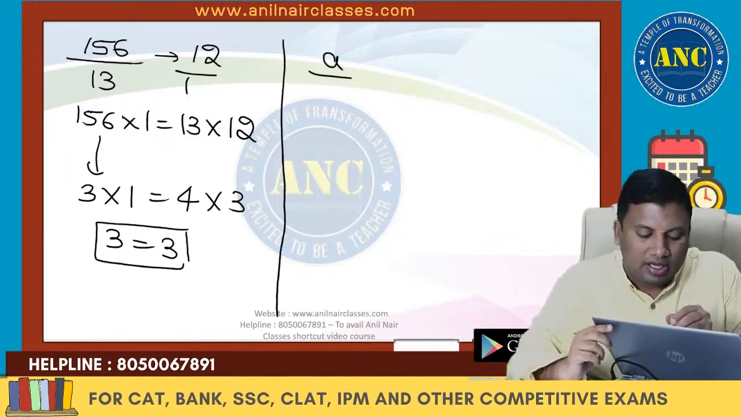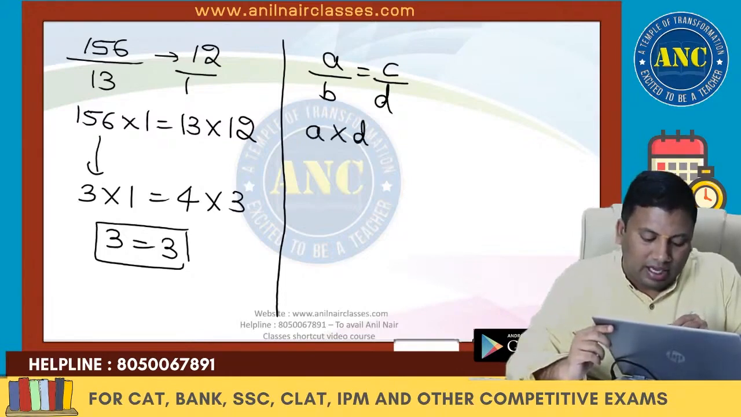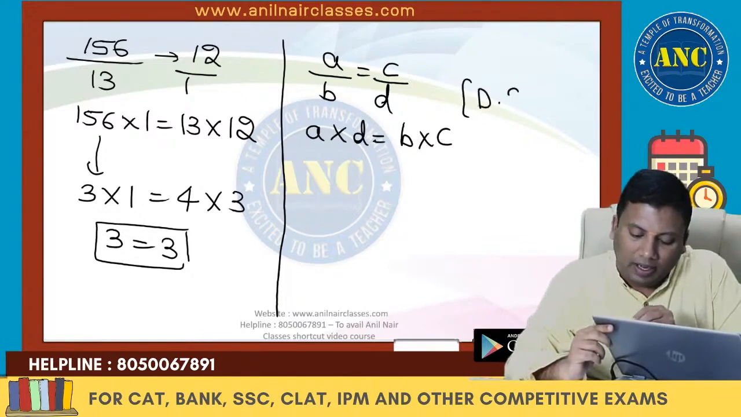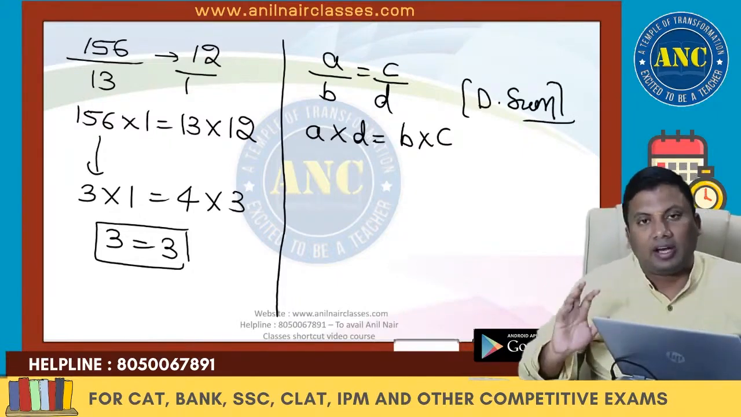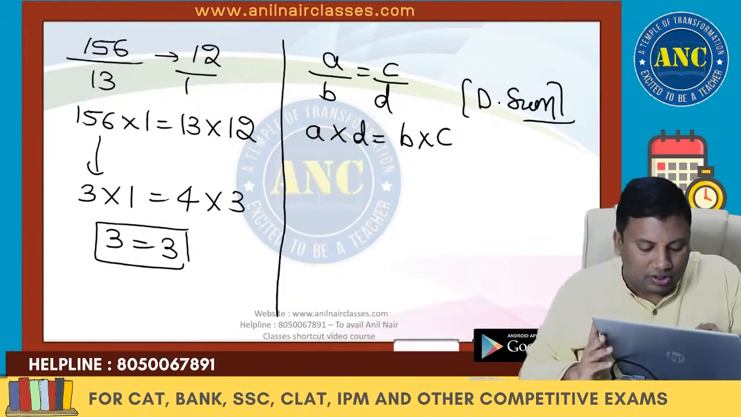That means if A by B is equivalent to C by D, then A into D is equivalent to B into C. Then apply the digital sum. A by B equivalent to C by D, then A into D equivalent to B into C.